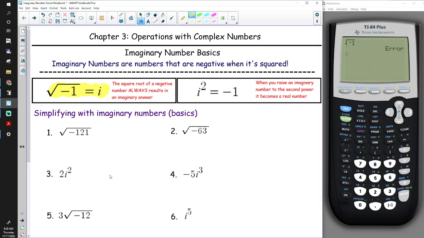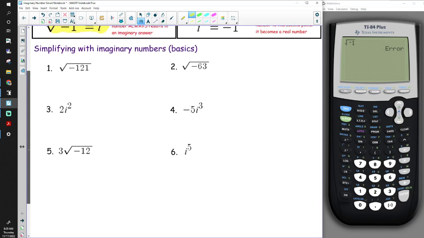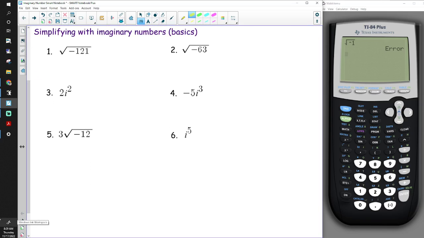You'll have this little i. Whenever you square an imaginary number, or take an imaginary number to the second power, you will end up with a negative answer. That's the whole idea of imaginary numbers. Now, they act a lot like variables, so there's no better way to do this than to just start knocking out some problems. If we look at number 1, you see that we're taking the square root of a negative number. So you know our answer has got to be imaginary.